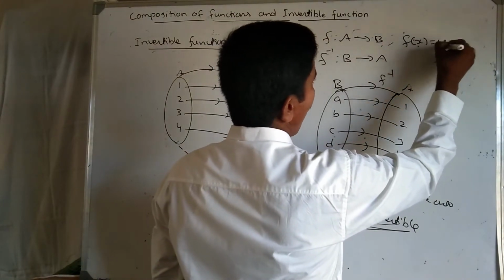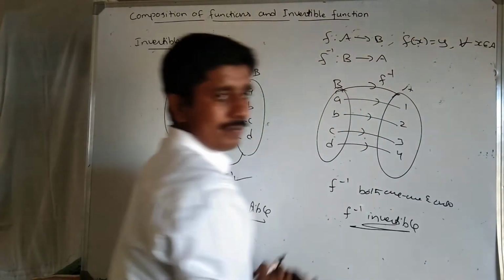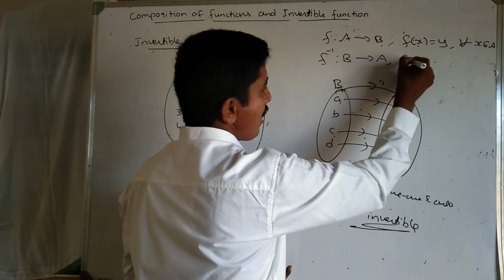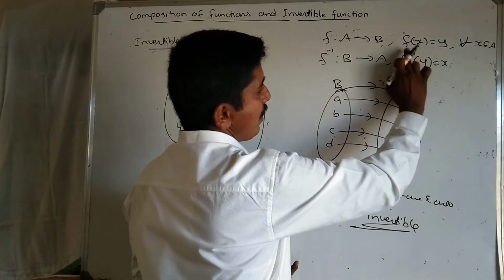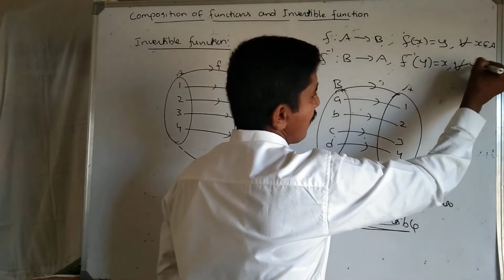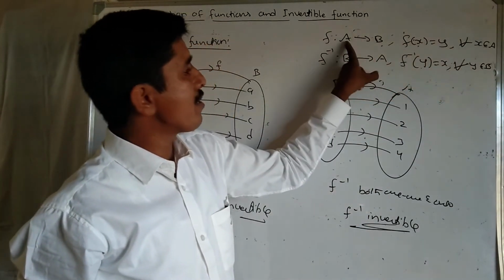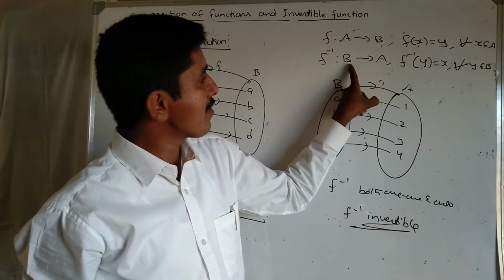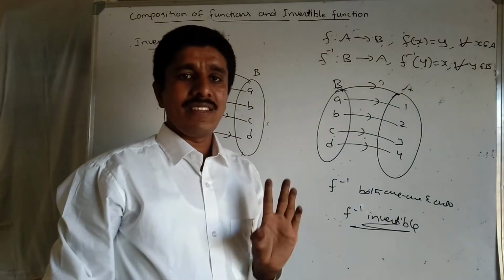Next, here f from A to B is a bijective function defined by f of x equal to y for every domain element x belonging to set A. If the inverse exists, then f inverse from B to A is defined by f inverse of y equal to x for all y belonging to set B. Here f has domain element x, where x belongs to set A, and f inverse has domain elements y belonging to set B. f inverse of y equal to x for every y belonging to set B. It is defined like this.